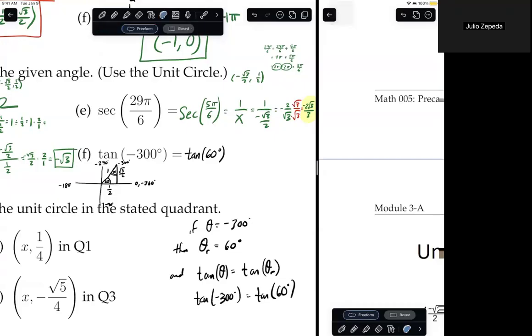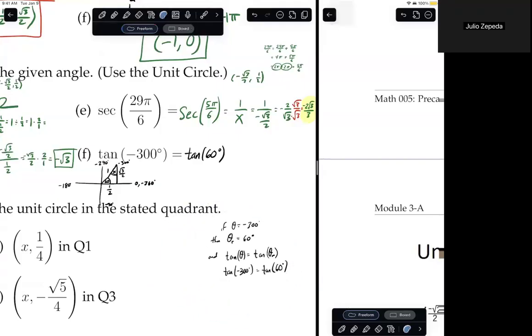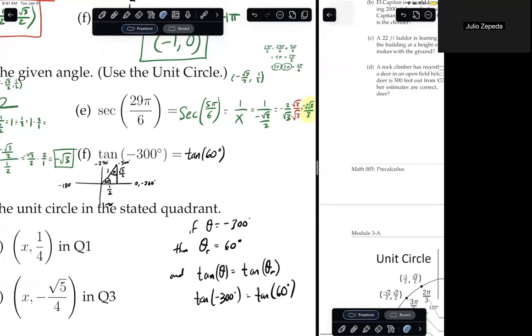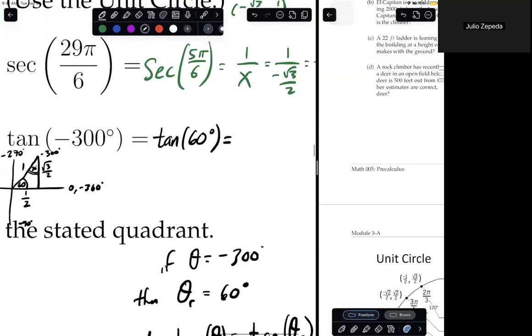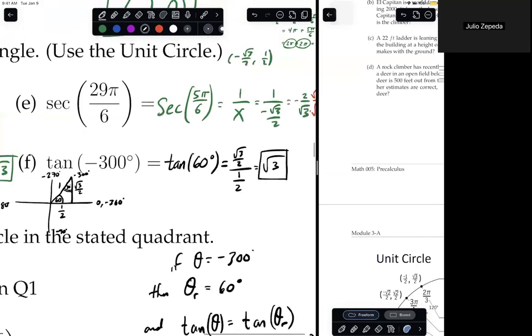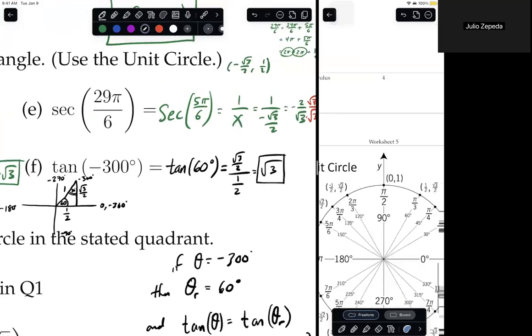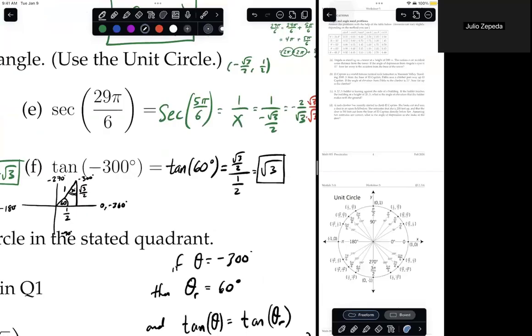See my longer videos for more detail on that. But let's go ahead and continue, and then we'll verify with a unit circle. Tangent is opposite over adjacent. So root 3 over 2 divided by 1 over 2. And if we flip and multiply, we get root 3. That is our answer.